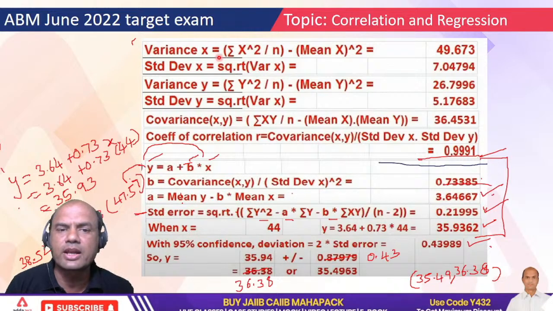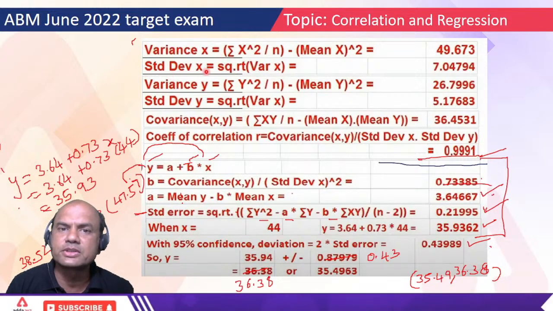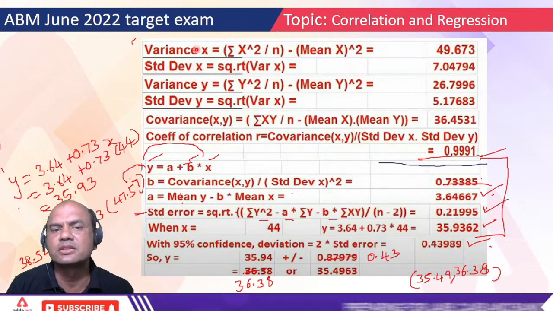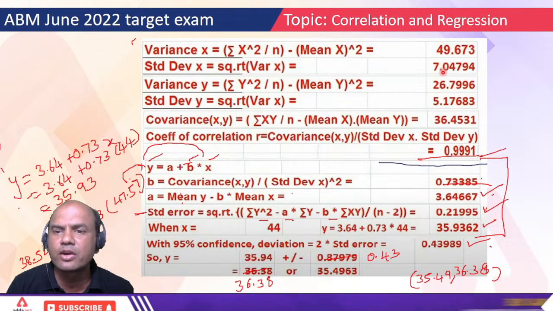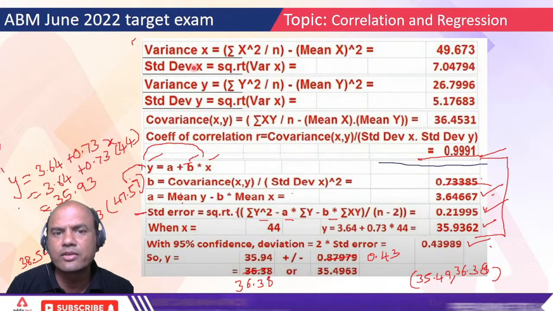Once you have found out variance, immediately find the standard deviation. What is the formula for standard deviation? Standard deviation is always the square root of variance. So the square root of 49.67 is 7 point something, right? So now we have found out variance of x and standard deviation of x.